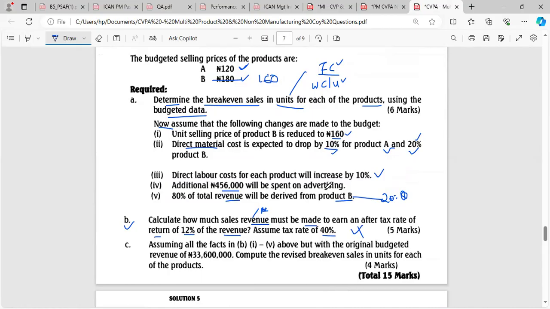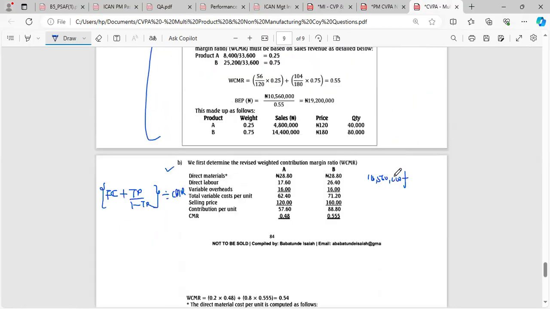Okay, so let's add it together. 456,000. I'm doing my own math on my own paper. So please, 456,000, what do you have? You can sum for me. So we have 10,560 plus 456,000. We have 11,016,000. I don't know about you, but I'm getting 11,016,000. Okay, correct.